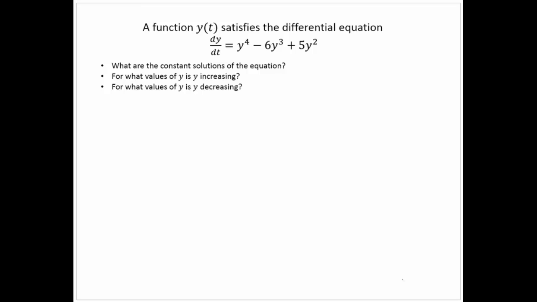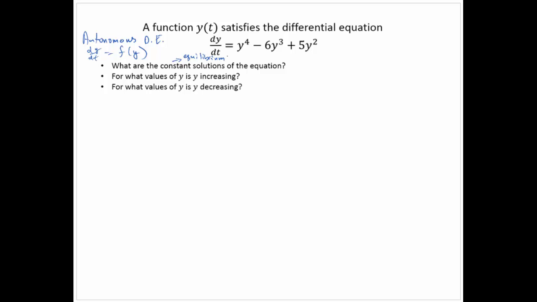So this is called an autonomous differential equation. It's of the form dy/dt is equal to a function of only the y variable. So dy/dt is a function of the dependent variable. So what are the constant solutions of the equation? These are sometimes called the equilibrium solutions of the equation.